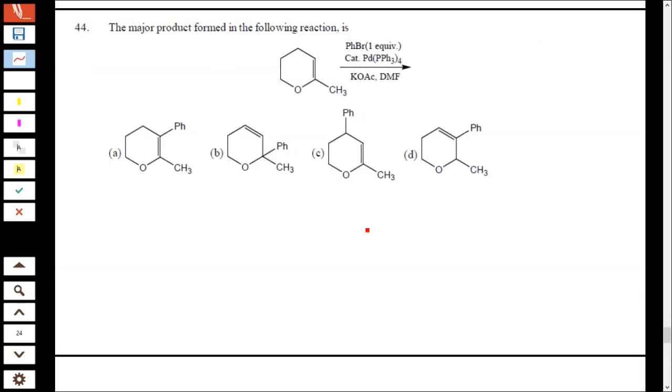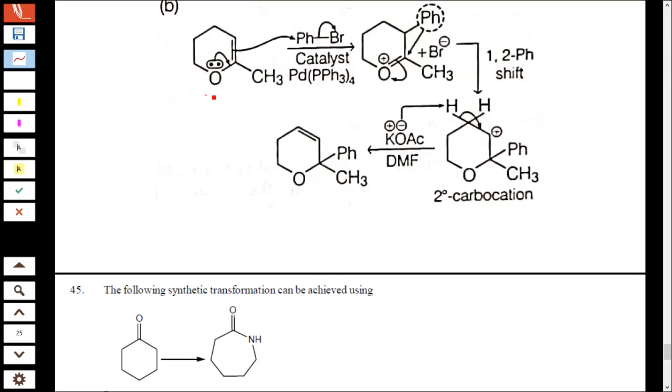Now come to question number 44. The major product formed in the following reaction is: take the reactant with PhBr catalyst. Ph is added here, and there is a 1,2 Ph shift that occurs, giving a secondary carbocation. This reaction with DMF and potassium acetate gives a double bond formed here.